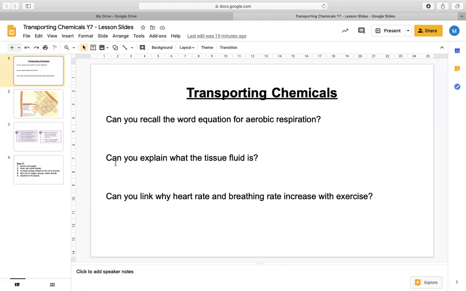So you should now be able to recall the word equation for aerobic respiration. You should be able to explain what a tissue fluid is, and you should be able to link why the heart rate and breathing rate increase with exercise. That last one I haven't really touched upon, but I want you to be thinking about that because we're going to be covering it in upcoming lessons. So in the next 2 or 3 lessons, I want you to have a think about that before we cover it.